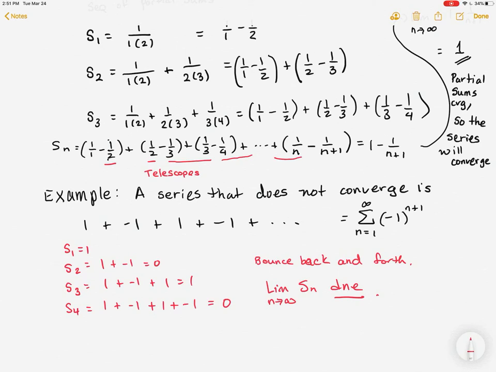If the sequence of partial sums doesn't converge, then the series does not converge. When a series does not converge, we say that it diverges. Diverges typically means the sum is infinite, but this one means that there's not a fixed number sum. It bounces back and forth between 0 and 1.